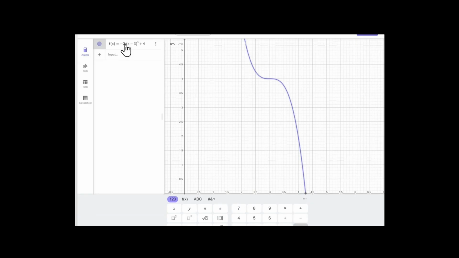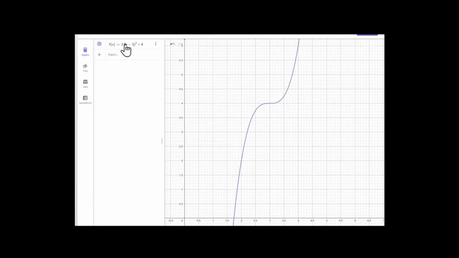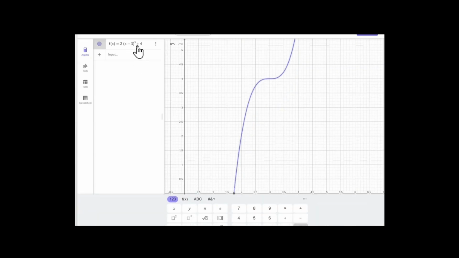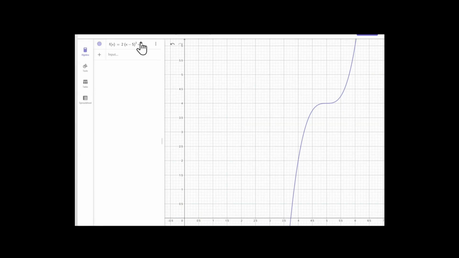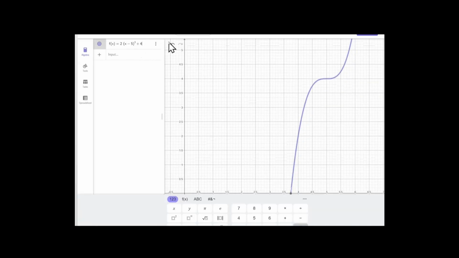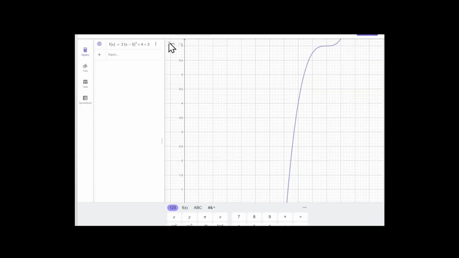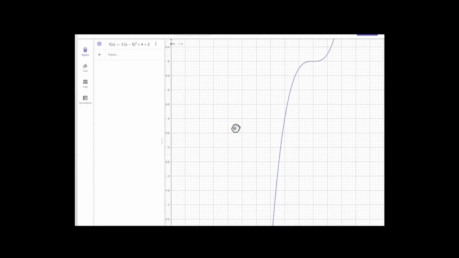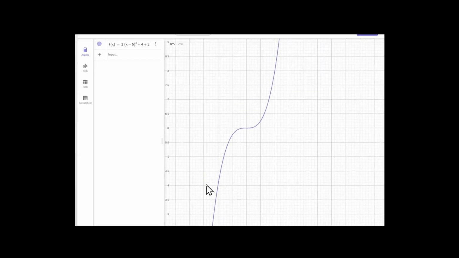So I'll take it back. Watch what happens when we subtract 2 more. So instead of negative 3, it's negative 5. It's going to move to the right 2 places. If we want to move it up 2 places, we add 2 to that, and it's moved up. Let's just grab it and move it across. Okay, let's do some questions.